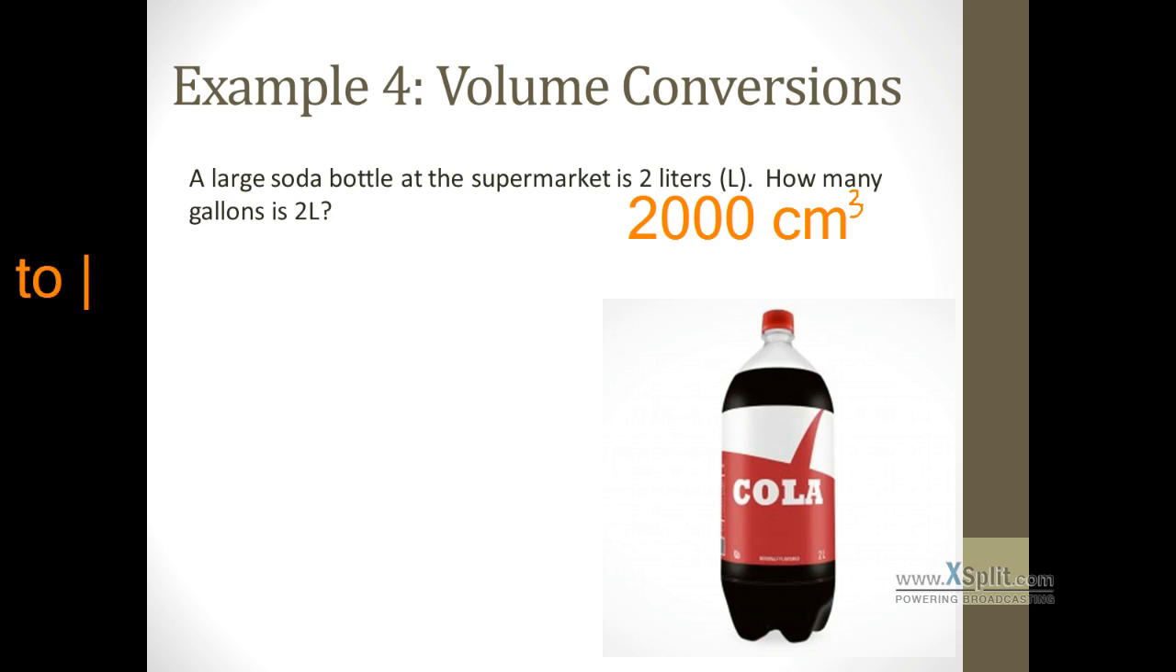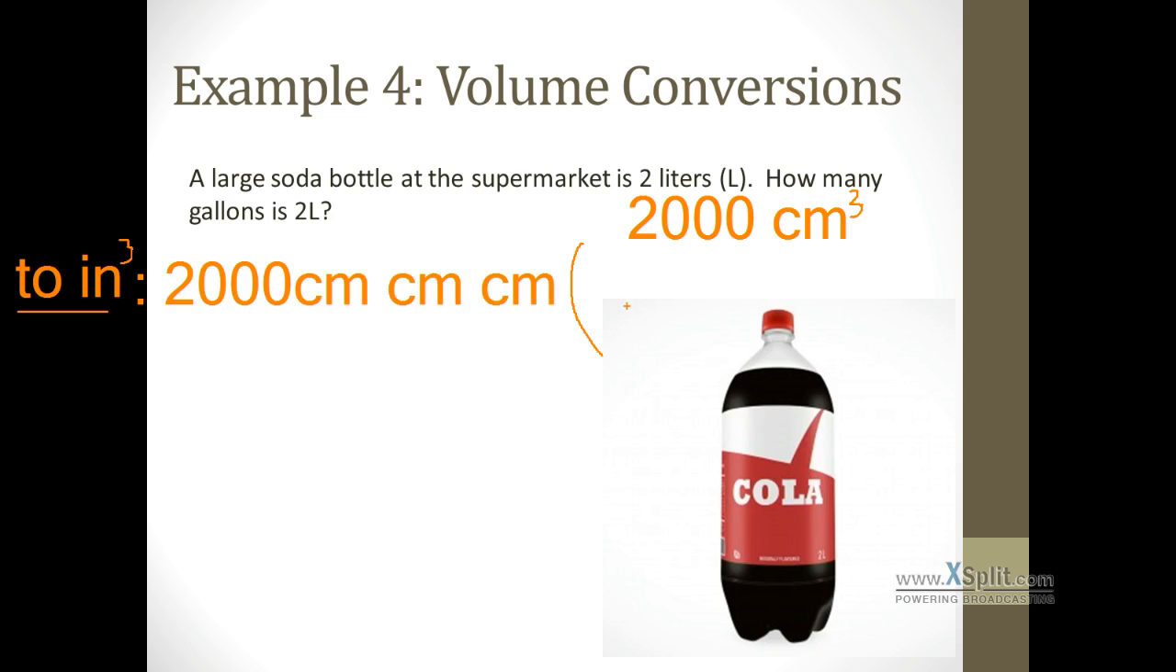First thing we're going to do, we're going to convert to inches cubed. I'm going to start that out in orange, converting to inches cubed. We're going to start out with 2,000 centimeters cubed, and we're going to convert that, centimeter on the bottom, into inches. You probably memorized this number by now: 2.54 centimeters is equal to 1 inch. That'll take care of just a single set of our centimeters.